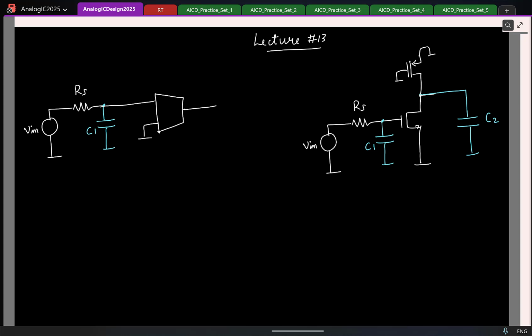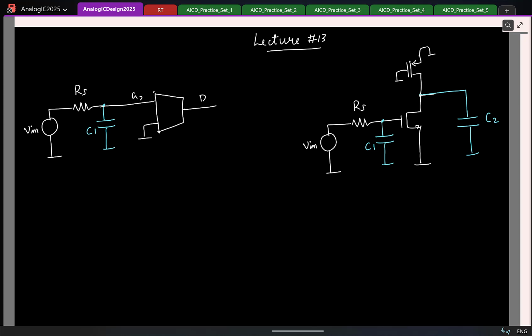One thing should be clear: the current flows from which terminal to which terminal in a MOSFET? Drain to source. So what terminal is the output terminal, drain or source in the MOSFET? This should be the drain. So how do you figure out if this is the gate or this is the source? Okay, you're saying source is grounded.